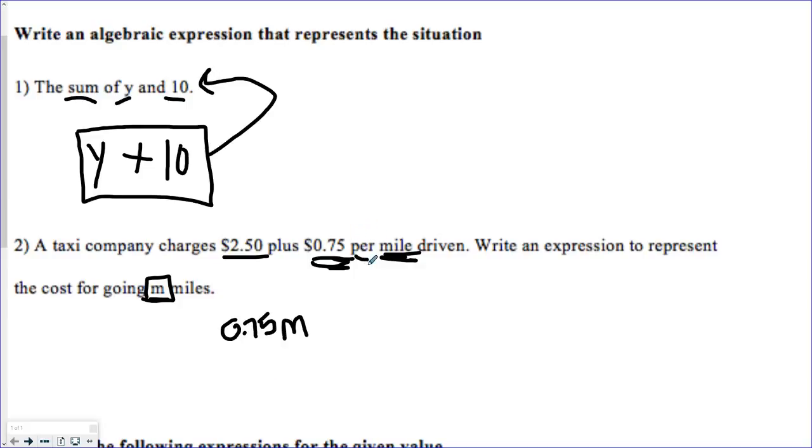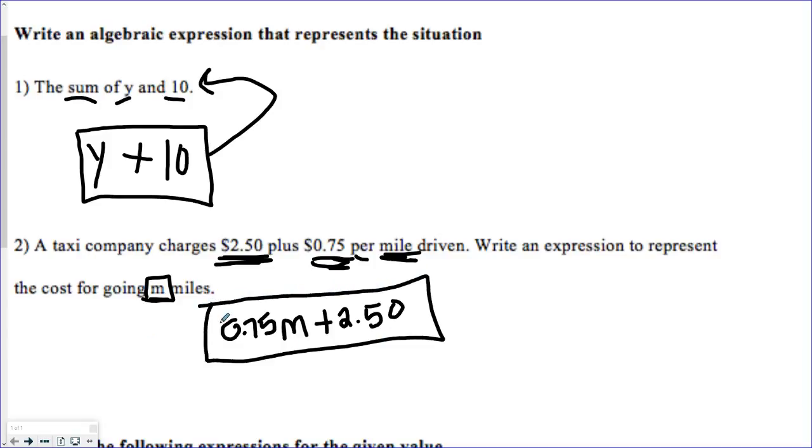So if you hear the word per, that's usually going to be either, like I said, division or multiplication. And in this case, and in most cases for normal word problems, it'll be multiplication. Now, this isn't all that I pay, though. I don't just pay the 75 cents per mile. I pay the $2.50 as well. So after I have this down here to get my total cost, I'm going to have to add to that $2.50 fee I had to start up. And then this is going to be my final expression.